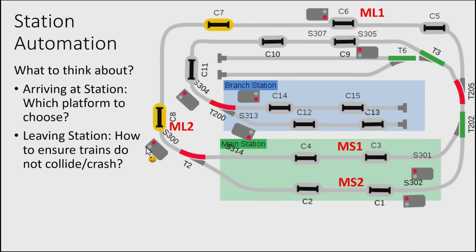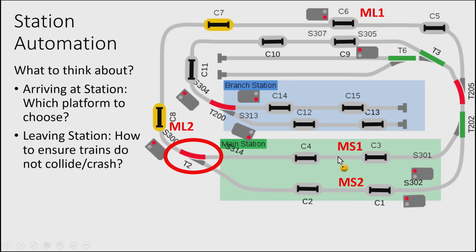What do you need to think about when you do station automation? Well, when you arrive, so basically here at main line 2, you have a turnout here, and that's turnout T2, because you need to decide which platform to go into. Do I go into platform 1, which is MS1, or do I go into platform 2, which is MS2?